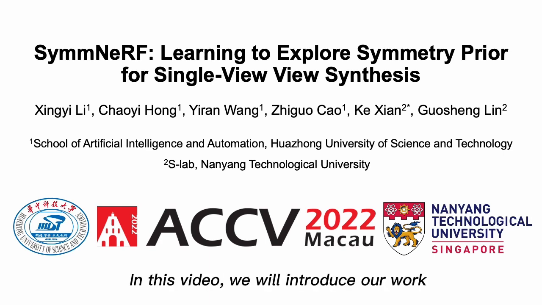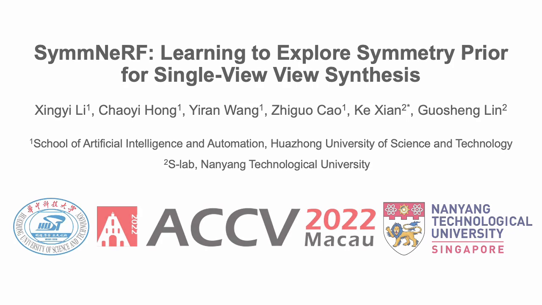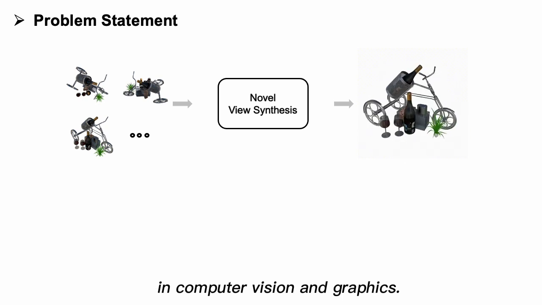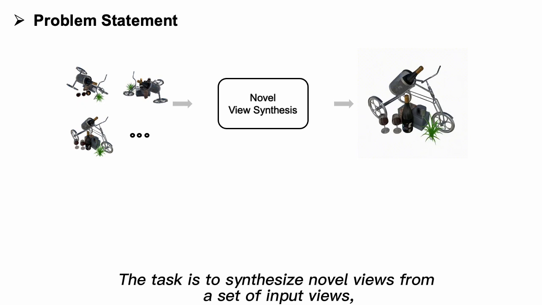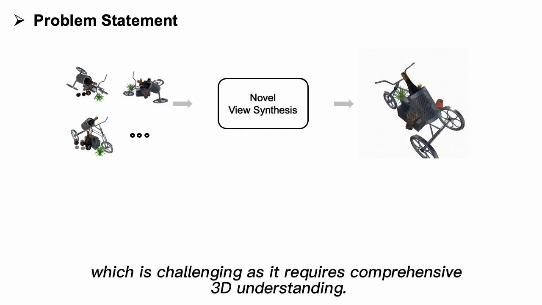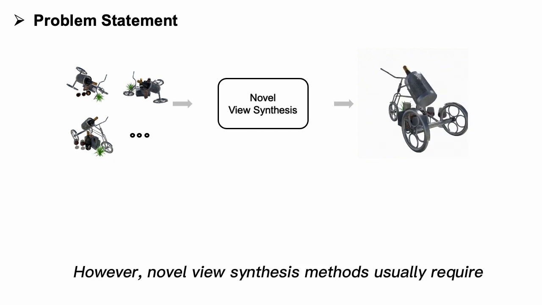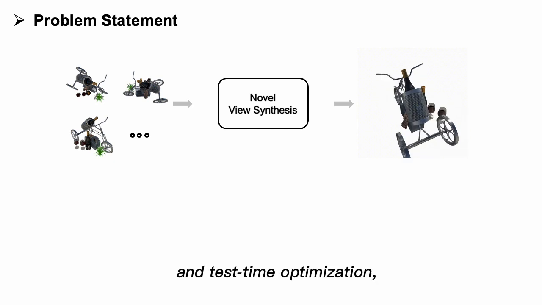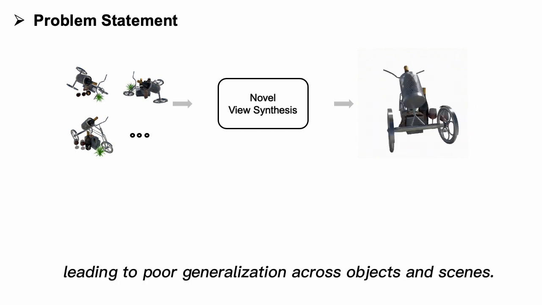In this video, we will introduce our work SymmNeRF, learning to explore symmetry prior for single-view view synthesis. Novel view synthesis is a long-standing problem in computer vision and graphics. The task is to synthesize novel views from a set of input views, which is challenging as it requires comprehensive 3D understanding. However, novel view synthesis methods usually require densely captured views as input and test time optimization, leading to poor generalization across objects and scenes.